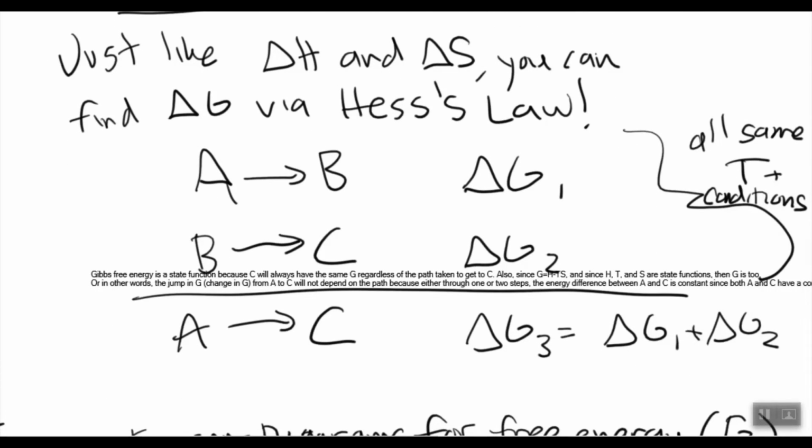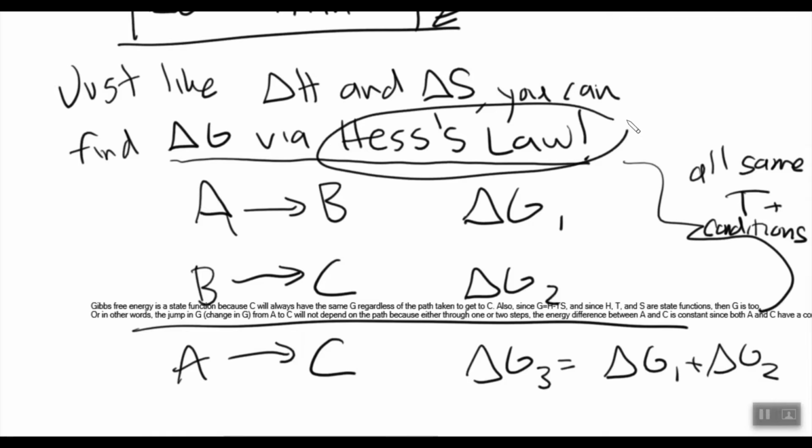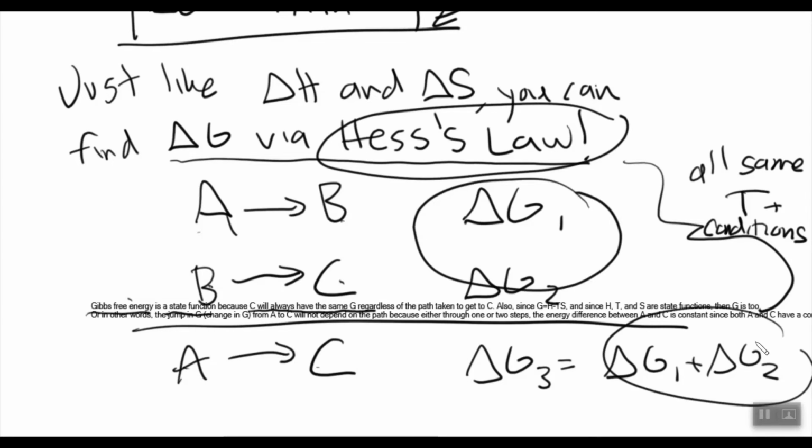Now, just like ΔH and ΔS, you can actually find ΔG via Hess's law. So, why is that? Well, Hess's law applies to things that are state functions, and Gibbs free energy is a state function. But we actually have to look at the reaction first. So in this reaction, A turns to B, B turns to C, the net reaction is A turns to C. And you can add these two delta G's to get the third delta G, and make sure that all the delta G's are at the same temperature and conditions, or else this will probably not work.